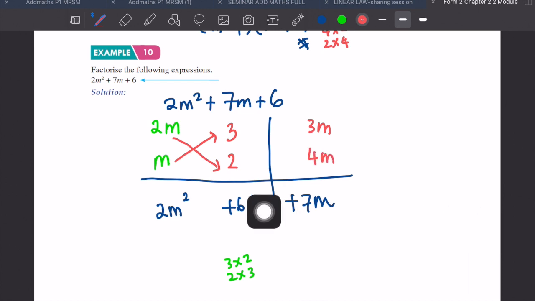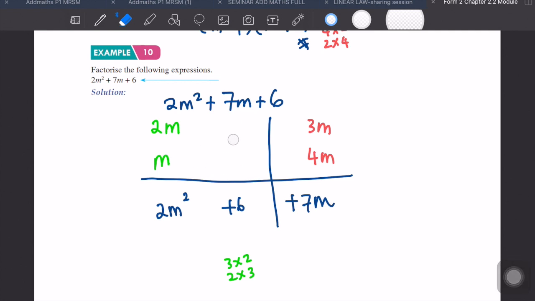Sekarang tengok boleh kan? 3M, 4M. Tambah dapat 7M. So maksudnya ini adalah kombinasi yang betul. Okay, sebagai contoh lagi. Contohnya kita dah tahu kan 3-2 ni dia betul. Contohlah saya ambil 2-3. Saya nak tunjuk juga. Okay, contoh 2-3.